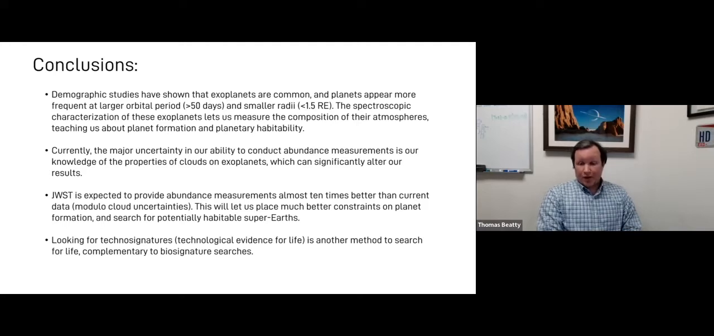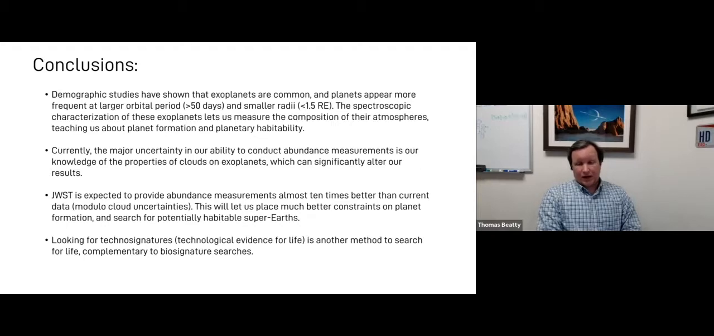As I said, we now know from demographic studies that exoplanets appear relatively common. What that means, one, is that we have a lot of targets for atmospheric characterization, but two, if they're common, that means we have a lot of parameter space to explore to understand planet formation and planetary habitability.